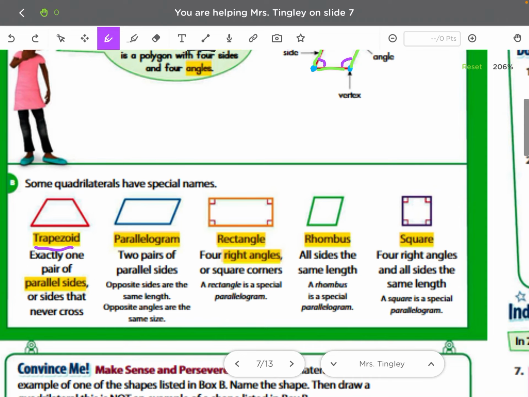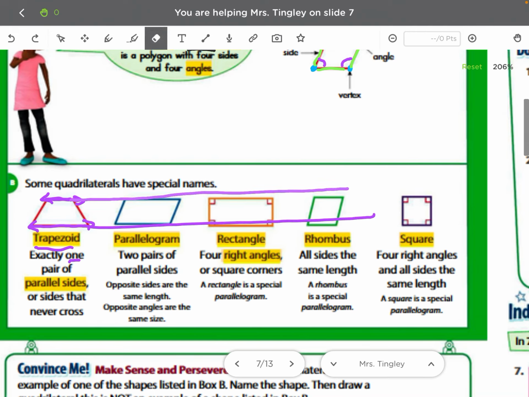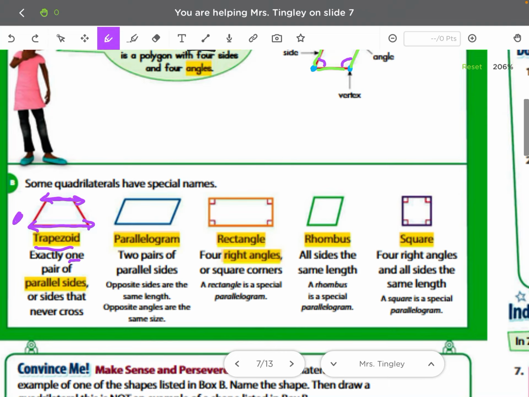A trapezoid has one pair of parallel lines. That means that they run alongside of each other, but they would never cross. If I kept drawing this line out and kept drawing this line out, they would never cross. So they are parallel. And it only has one pair. That's a trapezoid. And I want you to think about a trap. If a little mouse wiggled its way in here, it would probably get trapped. So that's how you remember a trapezoid.